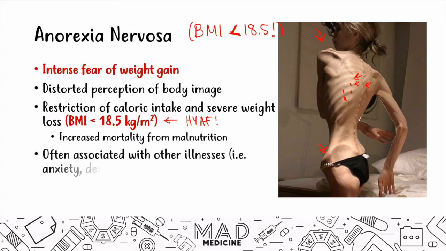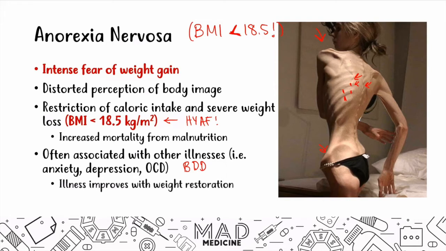This is often associated with other illnesses, as are all of these disorders. They're usually associated with anxiety, depression, OCD, PTSD. I forgot to write this in there, but body dysmorphic disorder is very commonly associated with these diseases. Usually the illness improves with weight restoration. We're going to talk about what can go wrong with weight restoration in a little bit, but just know that this is very easily managed if you can restore their weight to a normal and healthy BMI.